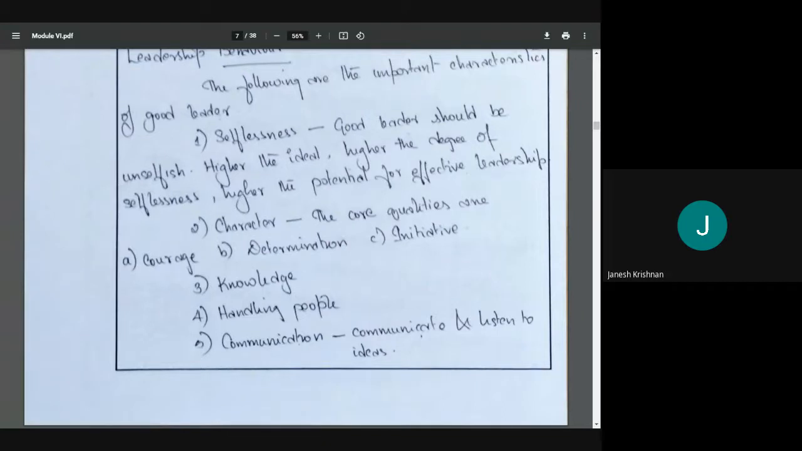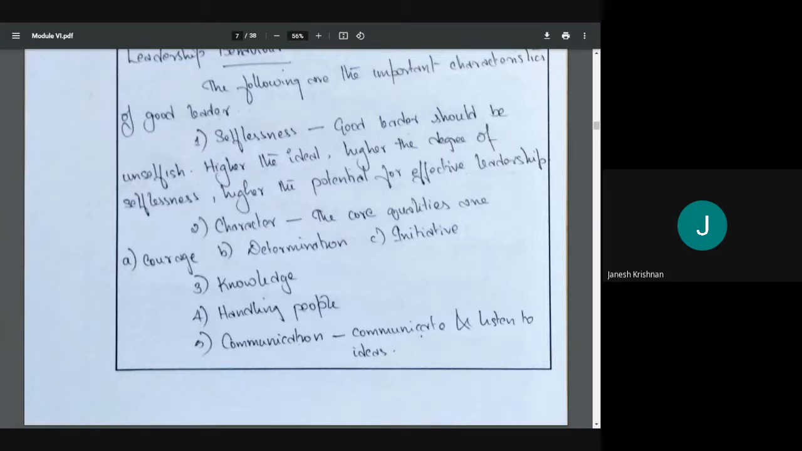When a grievance comes, how should the leader behave to a person who comes with grievances? When an employee comes to you with a grievance, you should understand that. You should not immediately dismiss it. What is his grievance? That you should understand, and that comes in the fifth point, communication. A leader should be willing to listen to people.